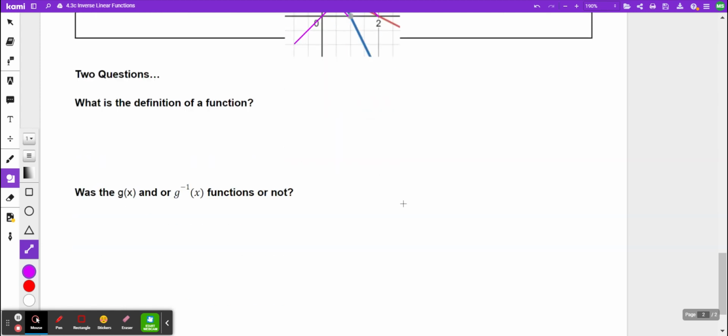So here's our last two questions. What is the definition of a function? And was the function and its inverse functions or not?